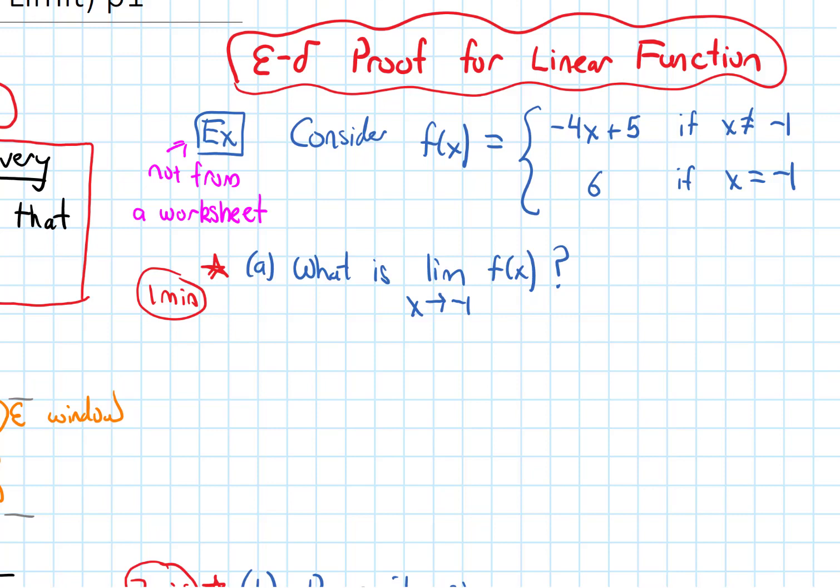In this discussion video, we will do an epsilon delta proof for a close to linear function. So we have this piecewise function, one of the pieces is linear, and part A asks, what is the limit as x approaches -1 of this?